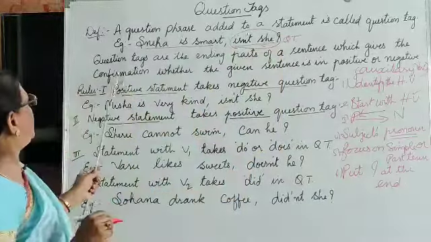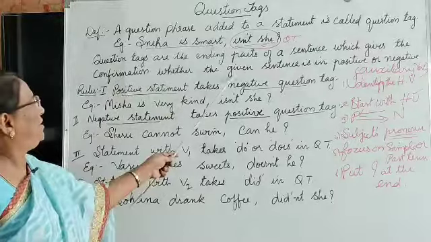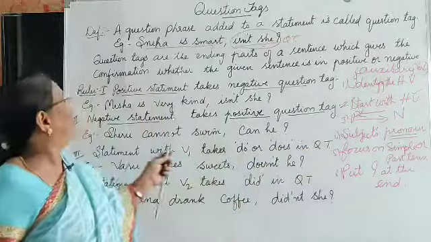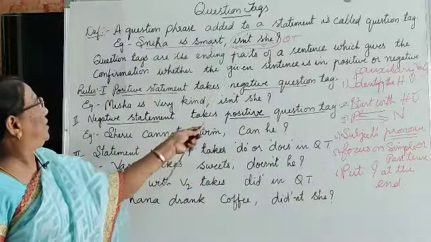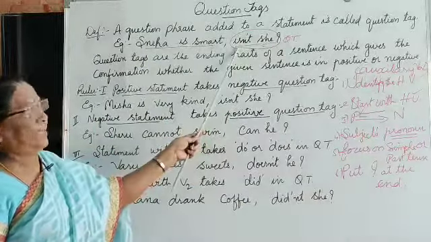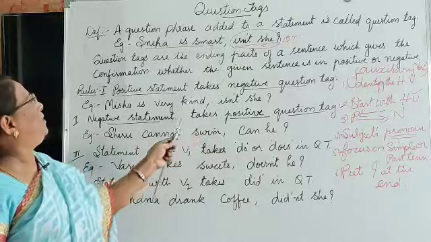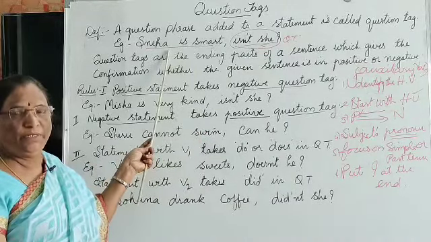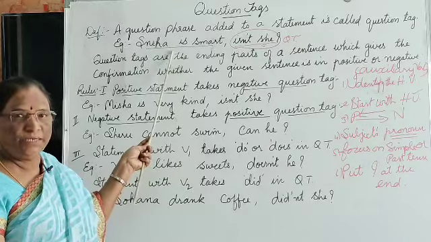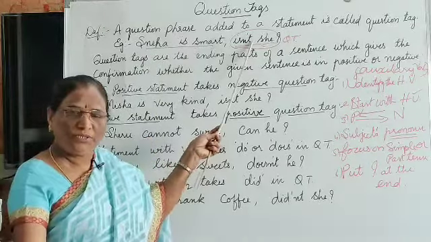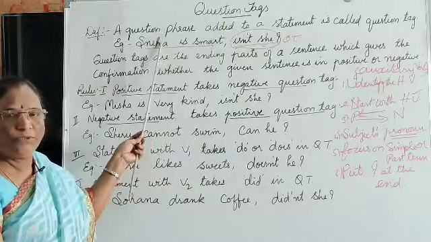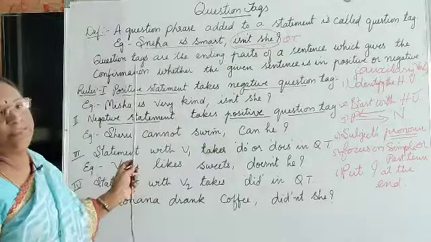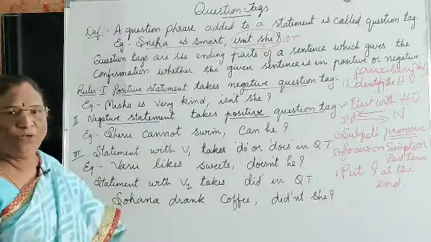Okay, which gives the confirmation whether the given sentence is in positive or negative. As I told you, according to this question tag, we come to know whether the statement is positive or negative. If it is in negative, we give a positive question tag. If it is in positive, we give a negative tag. So it gives the confirmation whether the statement is in positive or negative.